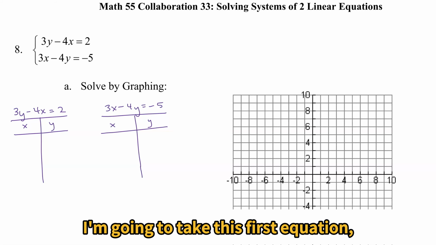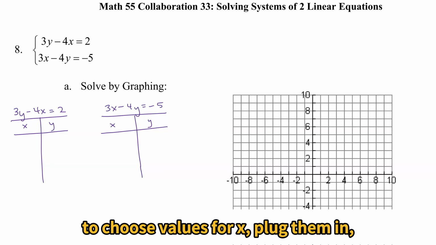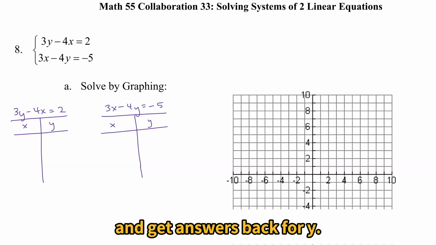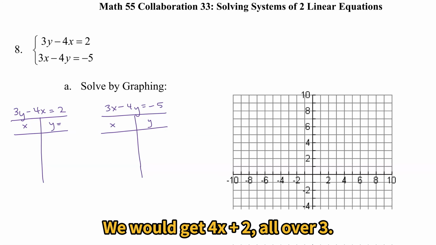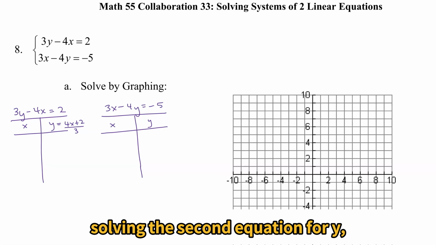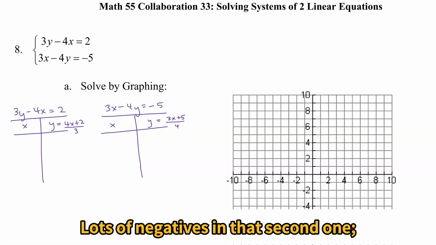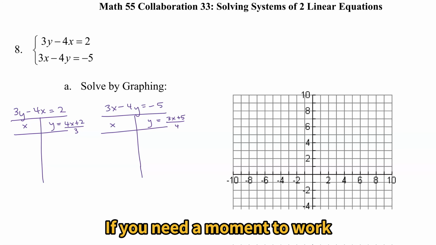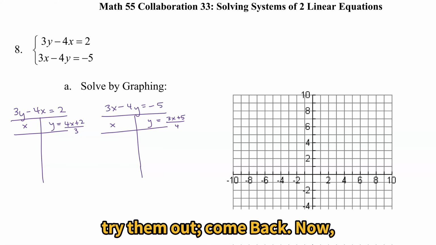I'm going to take this first equation and solve for y because I think it'll be easier for me to choose values for x, plug them in, and get answers back for y. So solving that first equation for y, we would get (4x plus 2) all over 3. Solving this second equation for y, we would get (3x plus 5) all over 4. Lots of negatives in that second one. The negatives will all cancel. If you need a moment to work those out on your own, pause the lesson, try them out, come back.